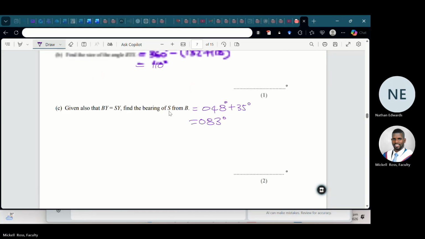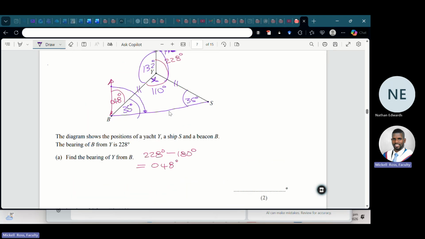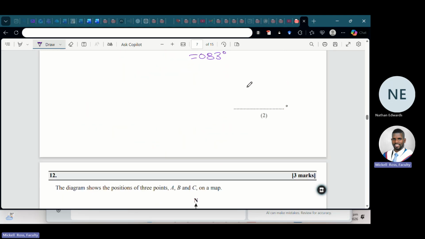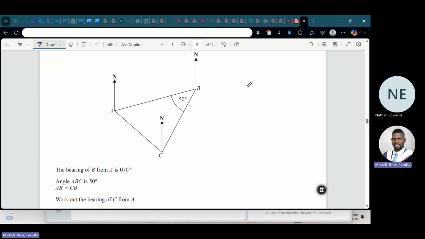Again, we know that these two angles are 35 degrees because if you're working with an isosceles triangle, two of the lengths are equal and two of the angles are equal. All right, so that's how we get that. Let's look at this.